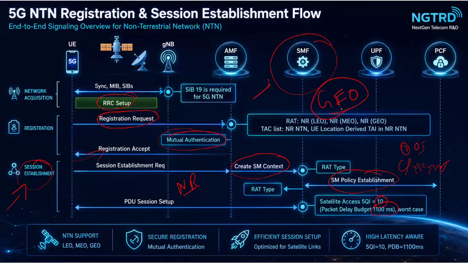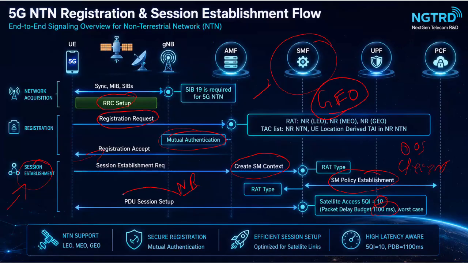Then we have the PDU session setup complete. Finally, the network completes the PDU session setup, and the UE now has IP connectivity, a user plane path, and access to the data services, right? So this is the high-level call flow of NTN end to end. So what is the key takeaway in this call flow?